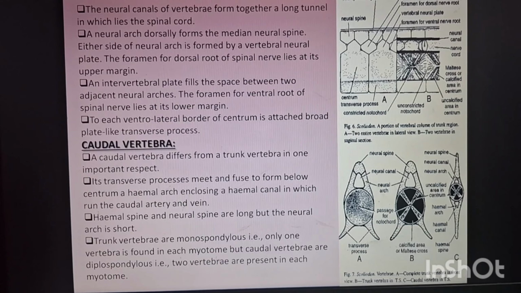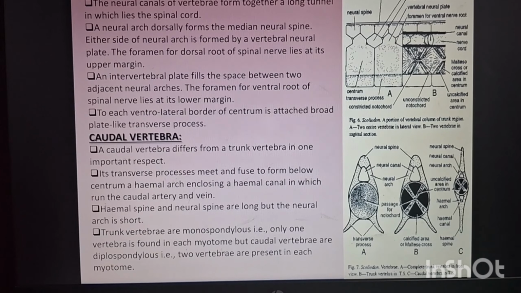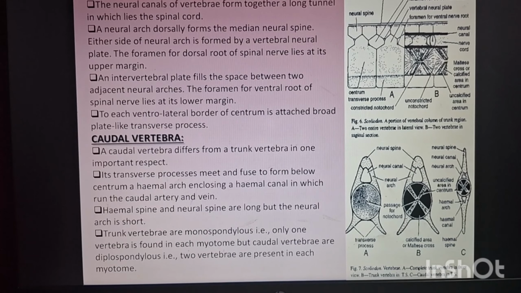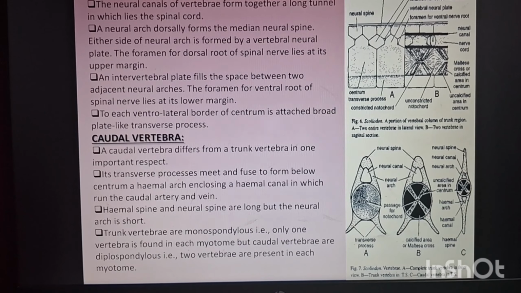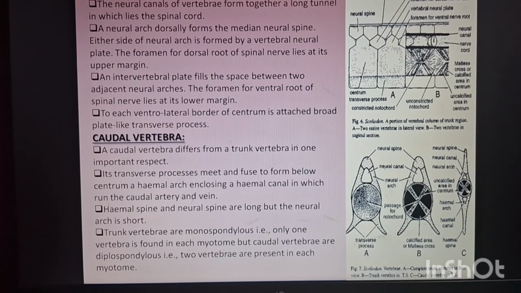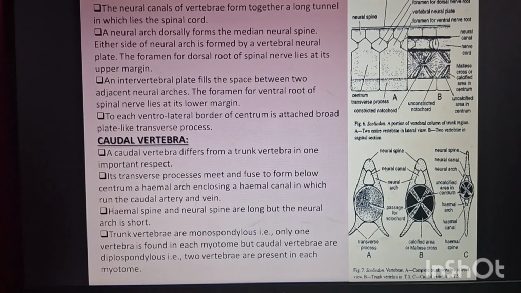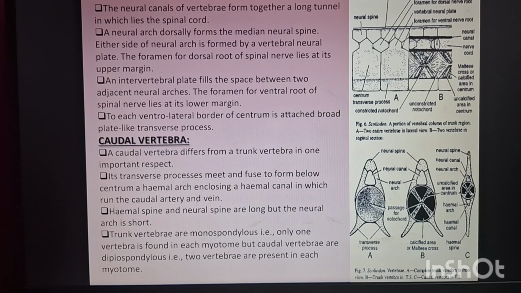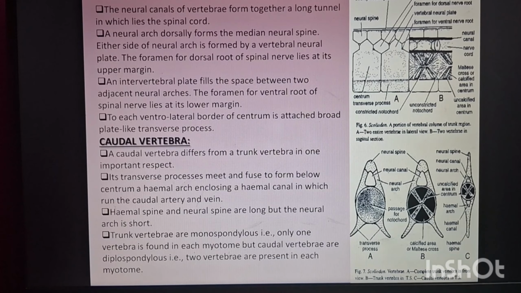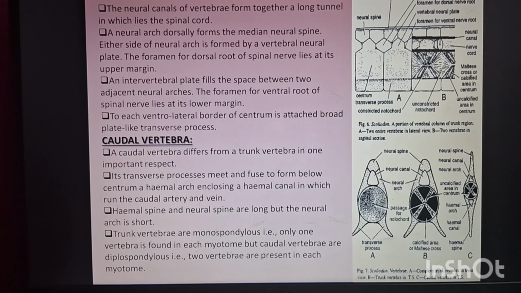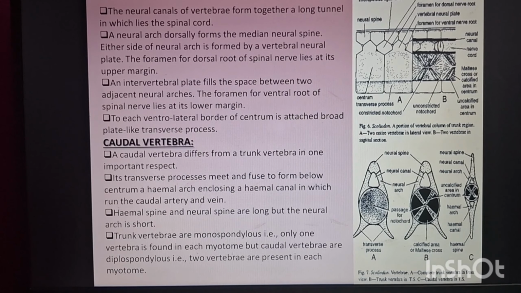Next, caudal vertebra. A caudal vertebra differs from a trunk vertebra in one important respect. Its transverse processes meet and fuse to form below the centrum a hemal arch enclosing a hemal canal in which run the caudal artery and vein. Hemal spine and neural spine are long, but the neural arch is short. Trunk vertebrae are monospondylous, that is, only one vertebra is found in each myotome, but caudal vertebrae are diplospondylous, that is, two vertebrae are present in each myotome.